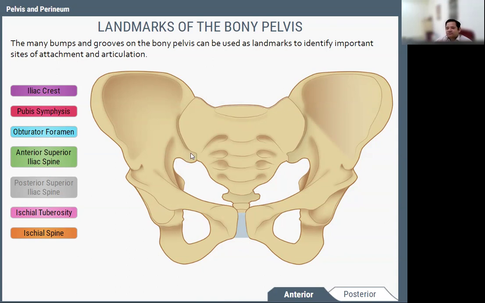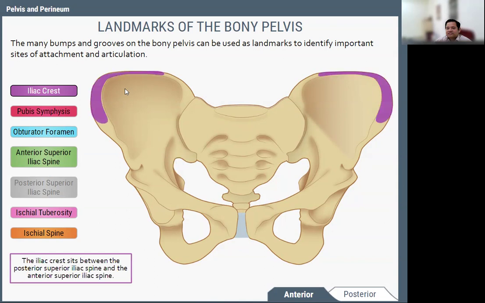So different bones, you are going to get different features. So here it is together, so we have to see it together only. First of all, you can see this is the iliac crest. The iliac crest is between the posterior superior iliac spine and the anterior superior iliac spine. This is the posterior superior iliac spine, this is the anterior superior iliac spine, and in between both there is the iliac crest.